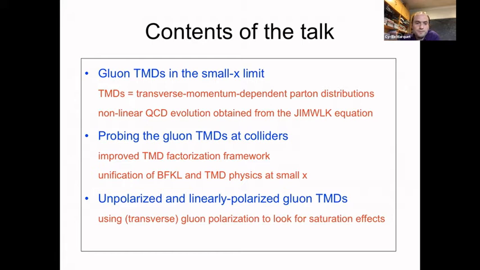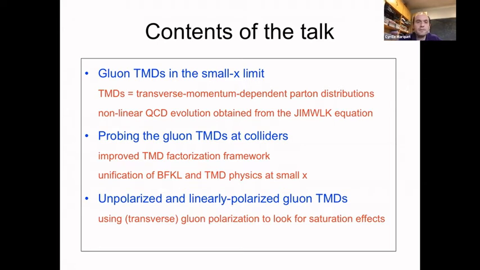And then the second part will be about how these objects enter in hard processes and how they can be tested at colliders. And this is where the improved TMD factorization framework comes into the game. And I will try to explain to you in what sense it is a unification of BFKL physics and TMD physics, which can be all incorporated into a single framework. And finally, the last part will be about gluon polarization, transverse gluon polarization, and trying to motivate how one could use this transverse gluon polarization to look for saturation effects at colliders.